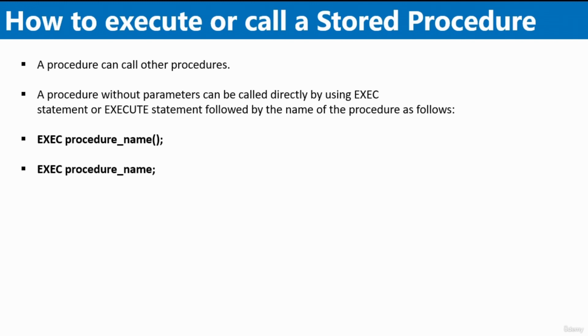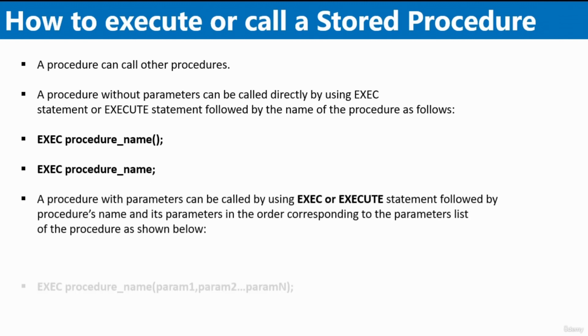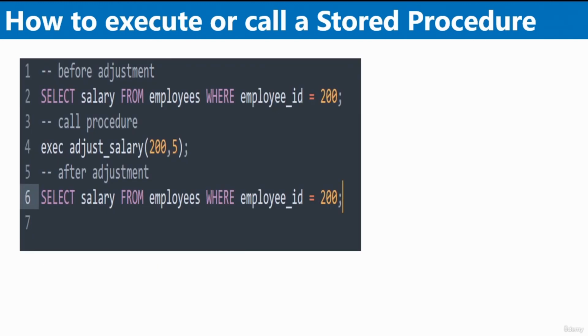A procedure with parameters can be called using the exec or execute statement followed by the procedure's name and its parameters in the order corresponding to the parameter list of the procedure, as shown in the example below. To execute or call the stored procedure that we created previously, before any adjustment is made, we query the salary column from the employees table where the employee_ID is equal to 200.